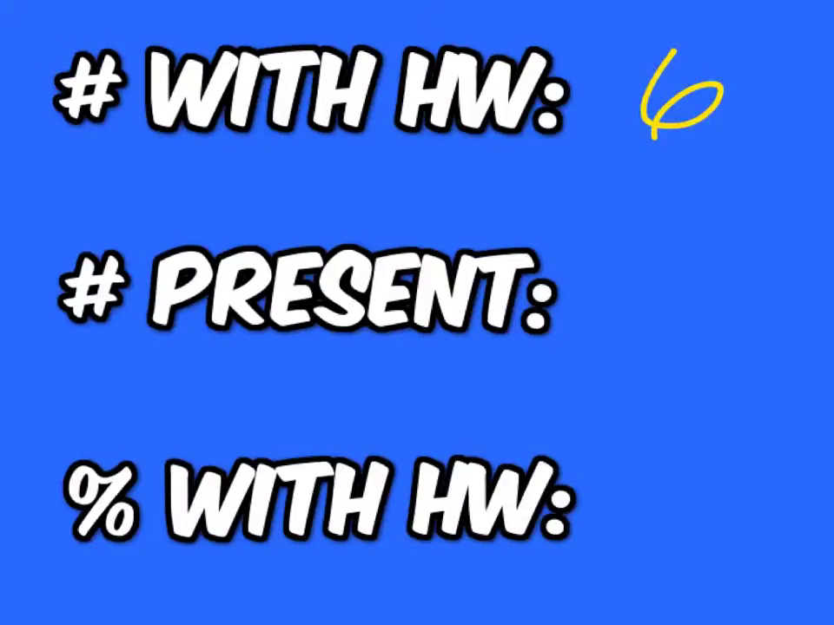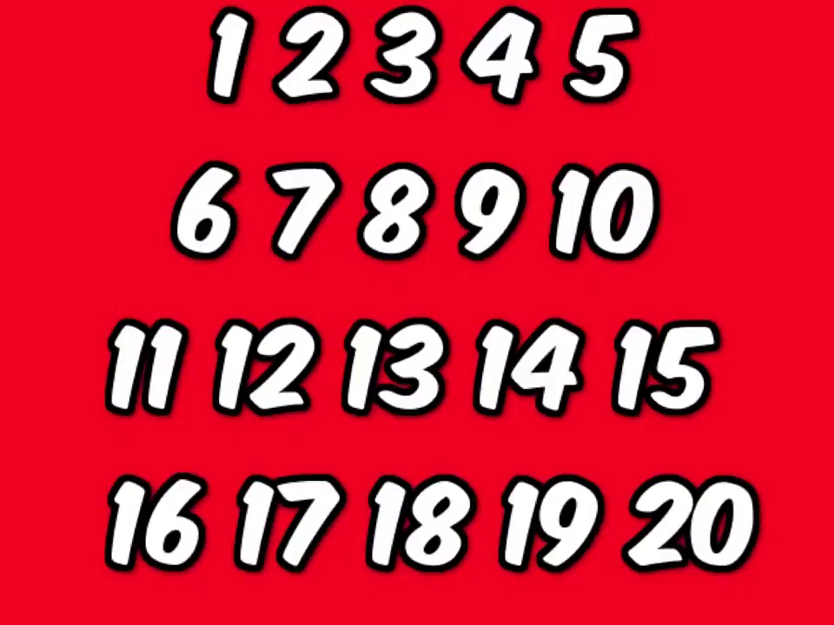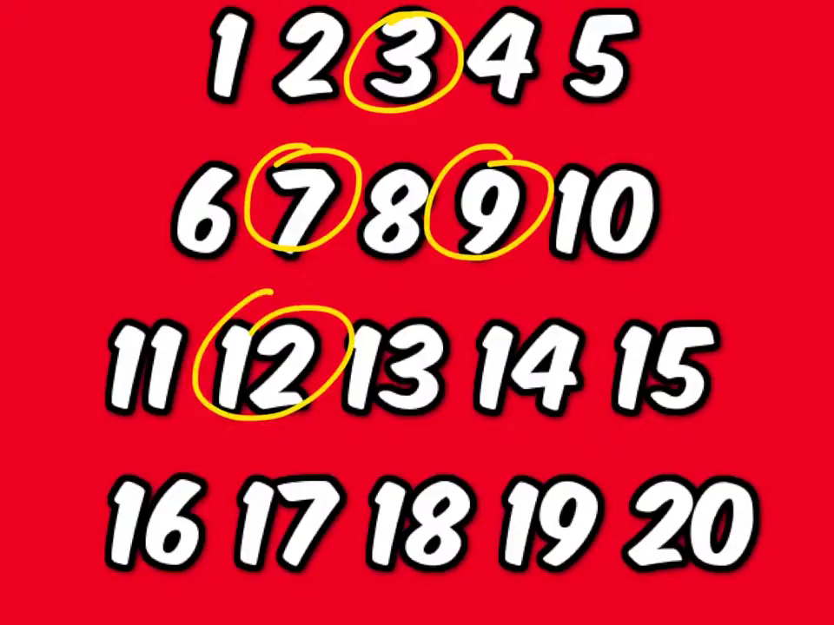Alright, this should be 6 out of 7, which is 86%. If you had credit for your homework, you can pick a number from 1 to 20 and drop it off up here. I'll pick 5 numbers. The winning numbers are 3, 7, 9, 12, 17.